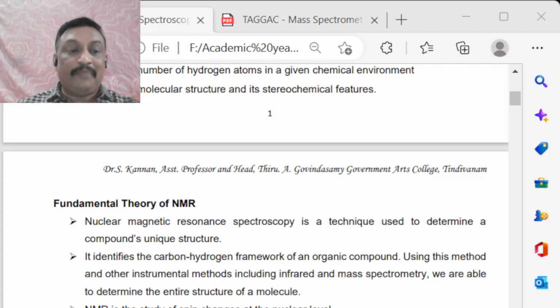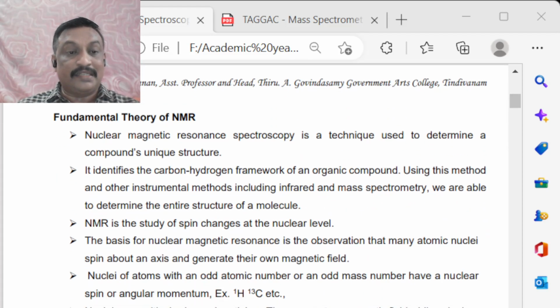The basis for nuclear magnetic resonance is the observation that many atomic nuclei spin about an axis and generate their own magnetic field. Nuclei of atoms with an odd atomic number or an odd mass number have a nuclear spin or angular momentum, for example, hydrogen and C13. They are the nuclei which possess spin angular momentum, so those kinds of nuclei can be elucidated or evaluated under the NMR technique.